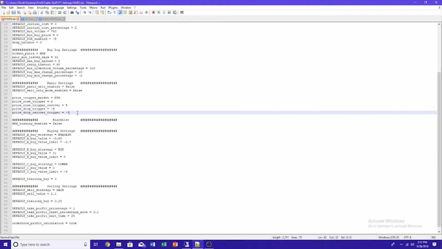So this is kind of just like safety nets. Make sure you use these safety nets. Make sure you look into them on the wiki and understand what they do, because they can really help you out in this volatile market. So it's important to know what they do.